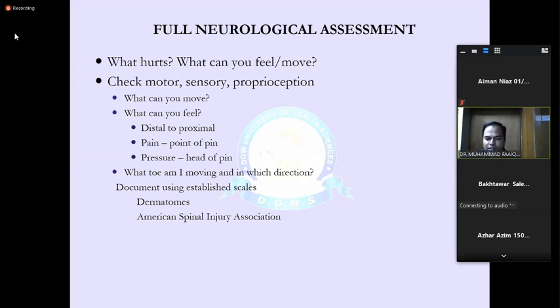And if the patient can squeeze the doctor's finger but cannot move the toes, obviously there is some sort of injury at the dorsal or lumbar level. So this is a brief neurological examination.